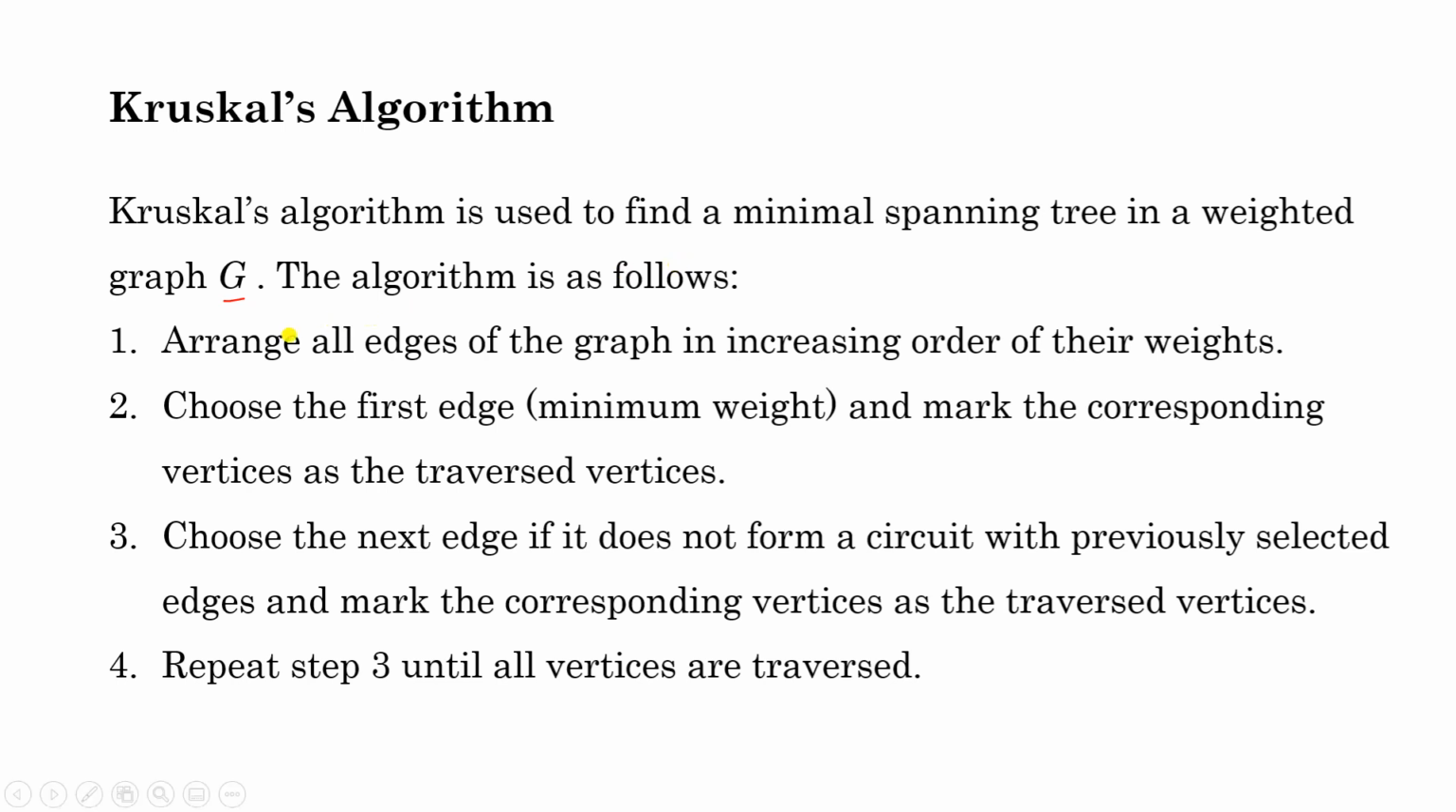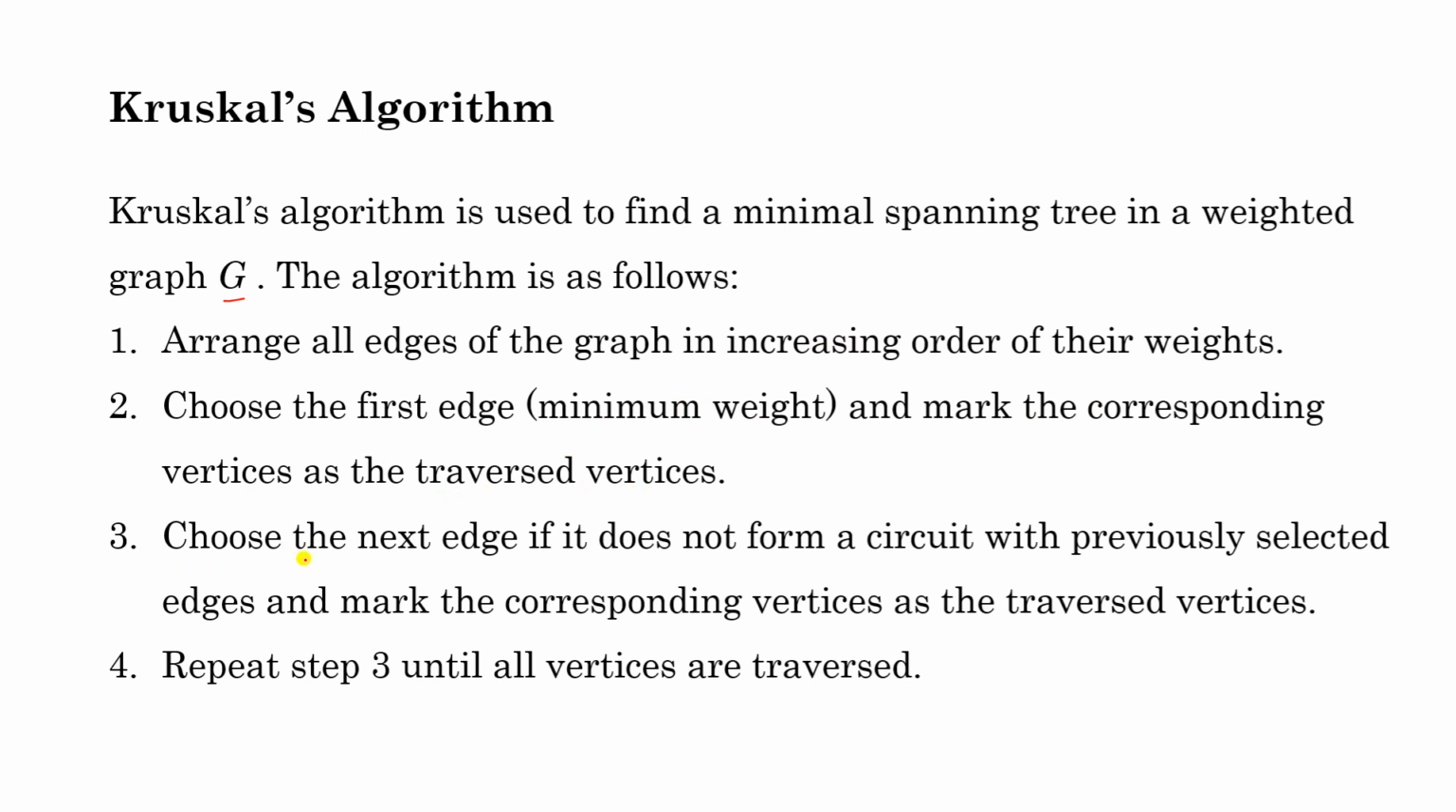The steps of the algorithm are as follows. First, you have to arrange all the edges of the graph in increasing order of their weights. It means that the first edge will have the minimum weight. The next step, you have to choose the first edge, that is the edge with minimum weight, and mark the corresponding vertices as the traversed vertices.